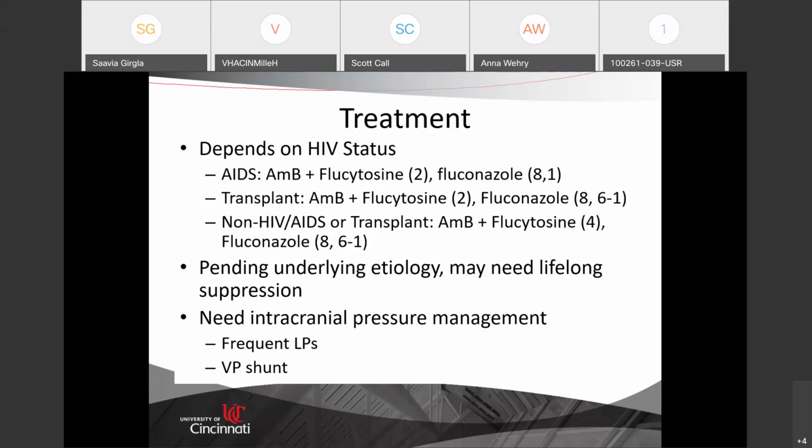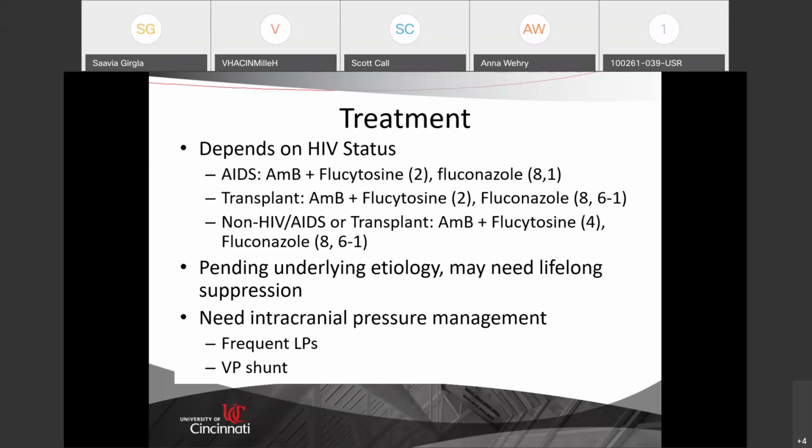Depending on the underlying etiology or your underlying immunodeficiency, particularly with transplant patients, you may need to consider lifelong suppression after treatment is done because their immune system will never be normal. Whereas a patient with AIDS, if you get them on highly active antiviral therapy, their immune system should recover.